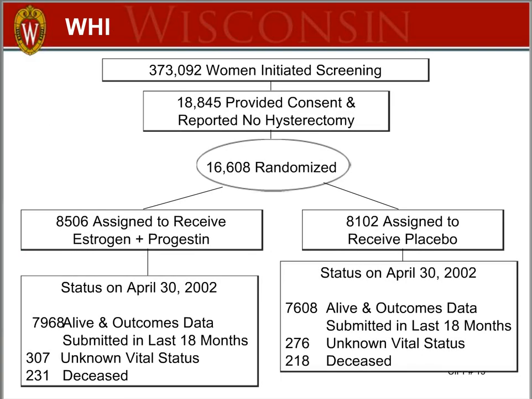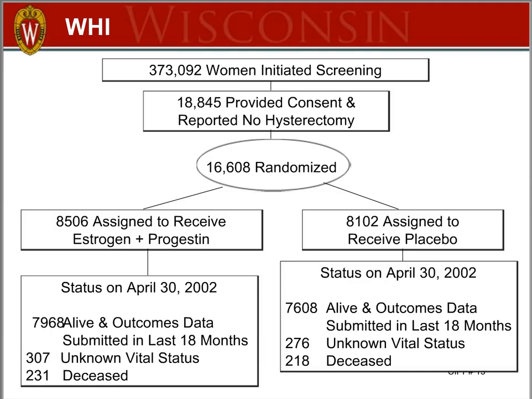Well, this was one of the largest trials ever conducted, so it's large. 300,000 women were screened into this trial. Of those who were screened, 18,000 provided consent, and there were two components: those who had had a hysterectomy and those who did not. For those who did not have a hysterectomy, who still had their uterus intact, 16,608 patients were randomized, half to estrogen plus progestin, half to placebo. As the lower boxes indicate, the trial stopped in April of 2002. The number of deaths in each arm is about the same, 231 versus 218.